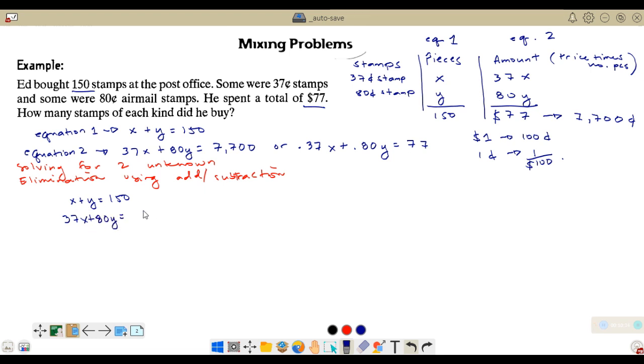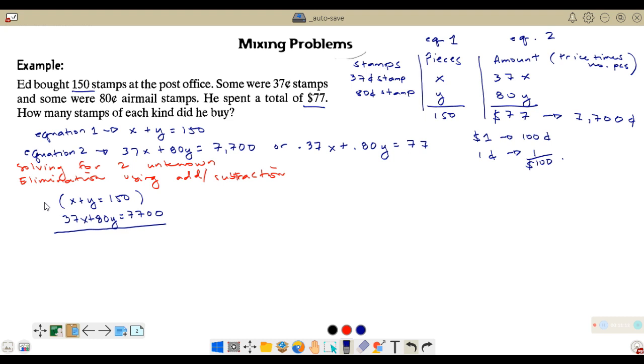Tuloy tayo dito sa pagsusulat ng second part. Okay. This is equation 1. This is equation 2. How can we eliminate one of the variables so that we can get the value of one of the variables? So, dapat magiging equal yung numerical coefficient ng isang pair ng variables natin. So, ito, x and 37x, hindi sila parehas. Ito, y and 80y, hindi rin sila parehas. Let's find a way to make them equal. I want to eliminate y muna so we can get the number of pieces for x.